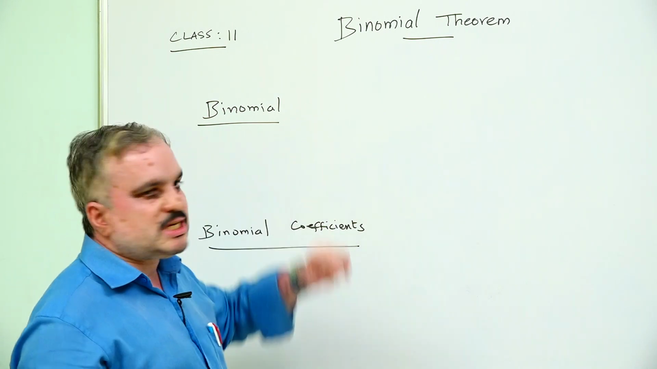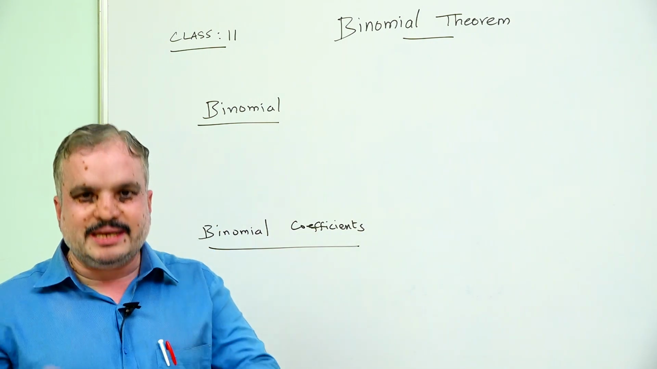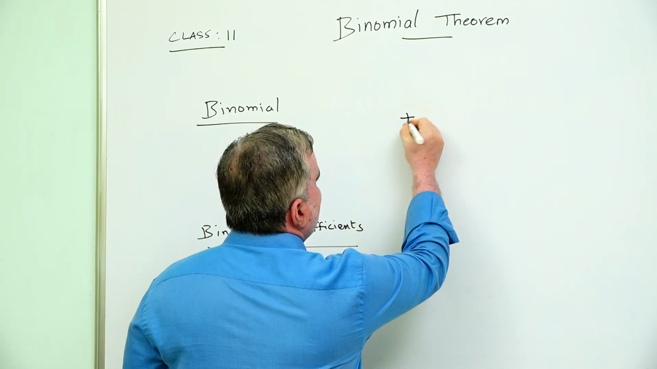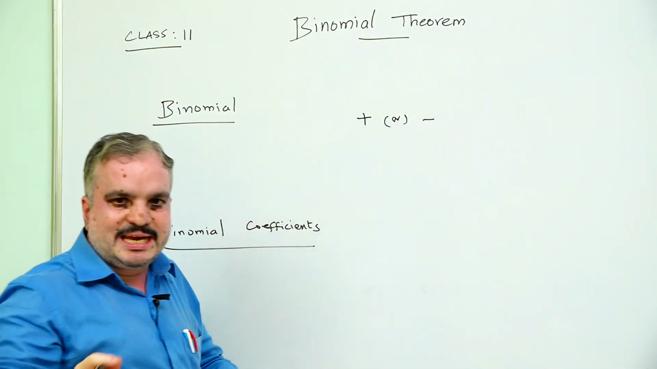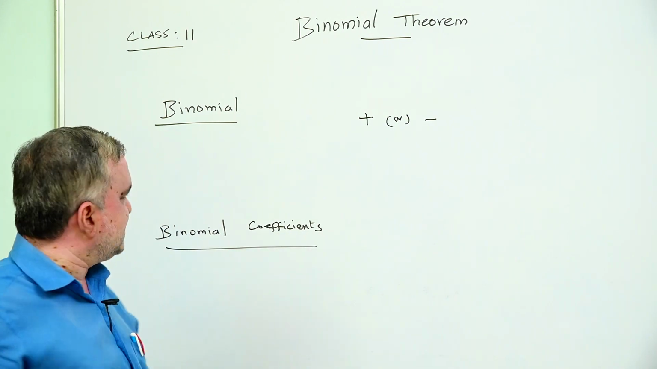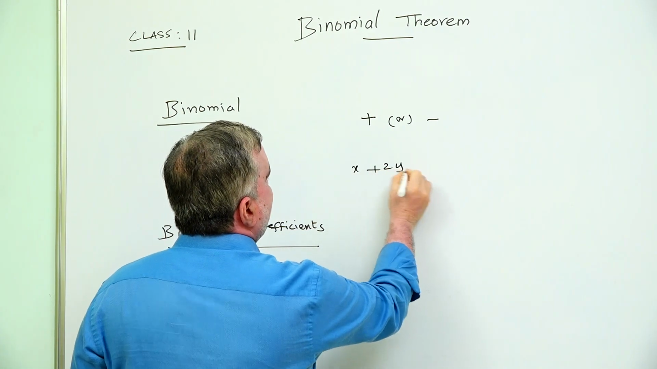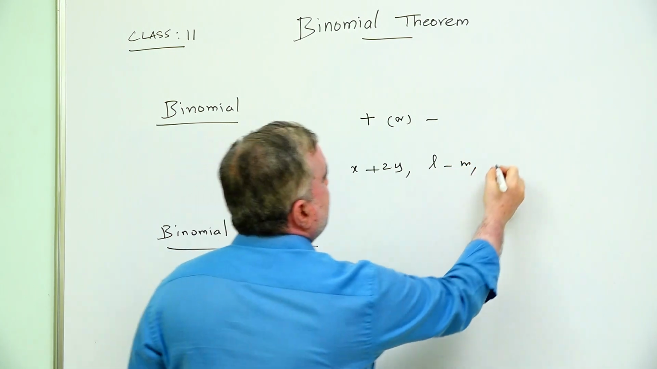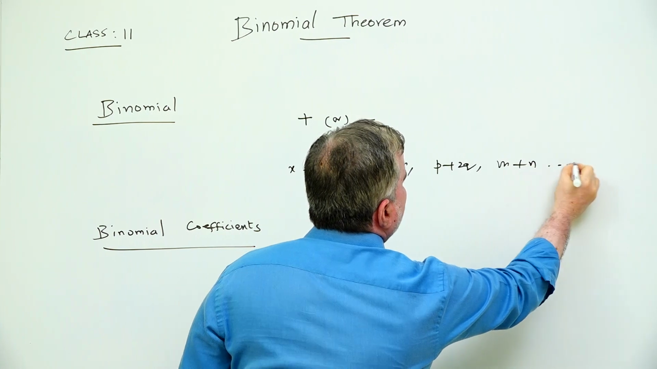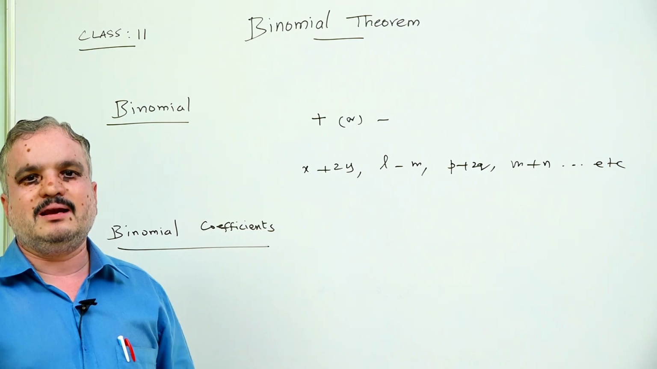Today we are going to discuss the topic binomial theorem. An algebraic expression consisting of two terms connected by plus or minus sign is called a binomial expression, or simply, we say binomial. For example, x plus 2y, l minus m, p plus 2q, m plus n, etc. All these are binomial expressions.